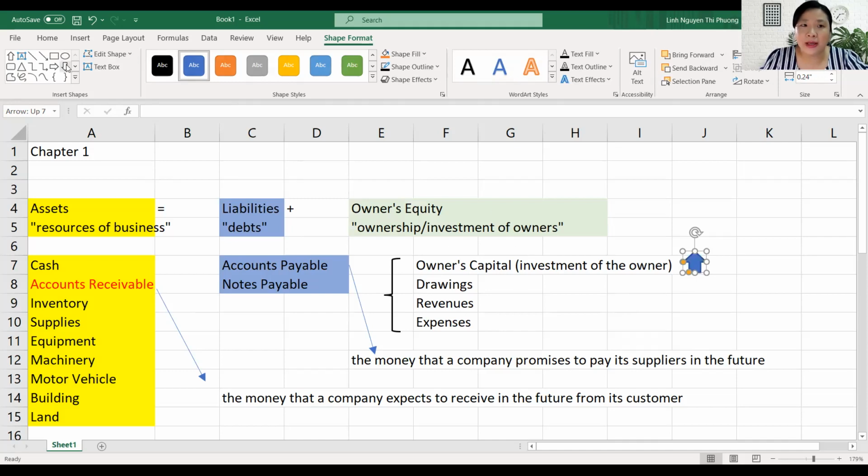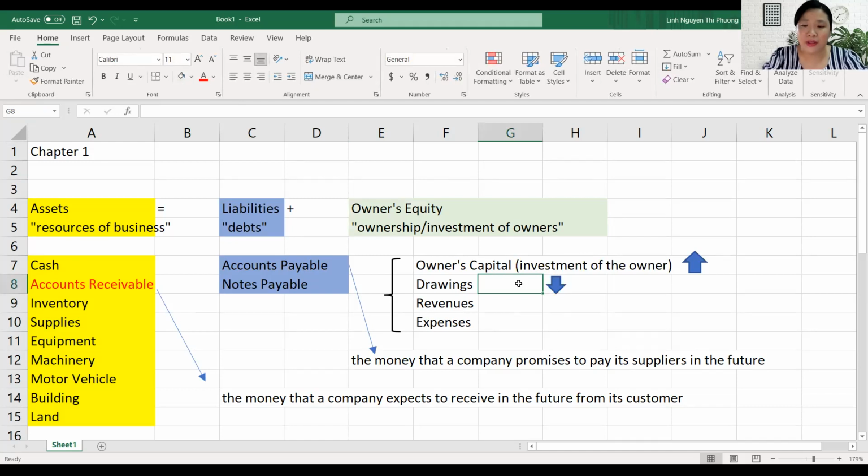Drawings means the money that the owner withdraws from the business. So for example, you are the owner of the company and you would like to withdraw $1,000 from the company. So it will be drawings. The more money that you withdraw from the business, it will cause owner equity to decrease. All right. It will make owner equity decrease.